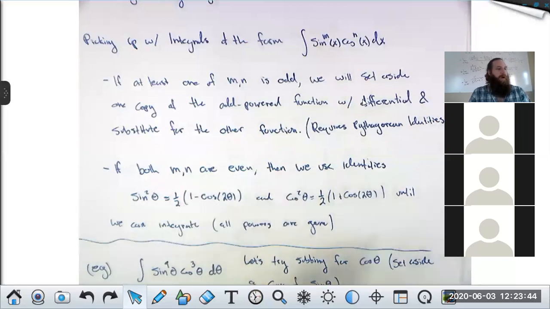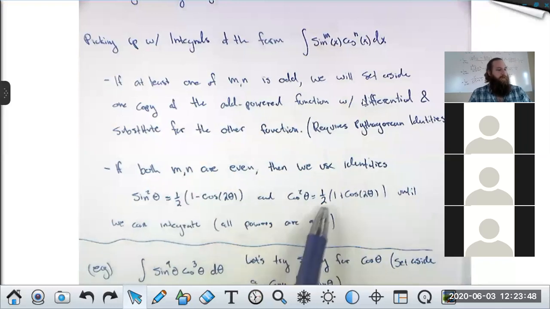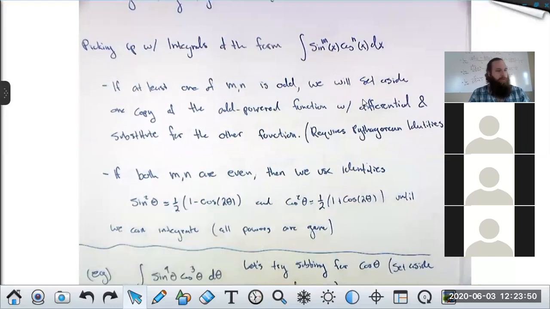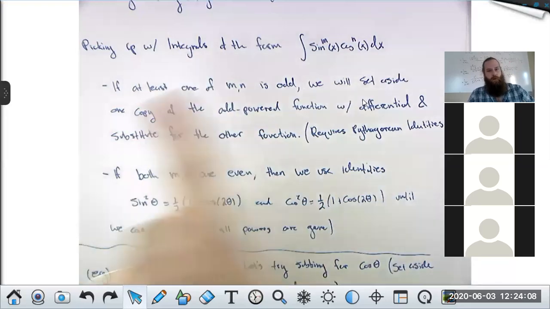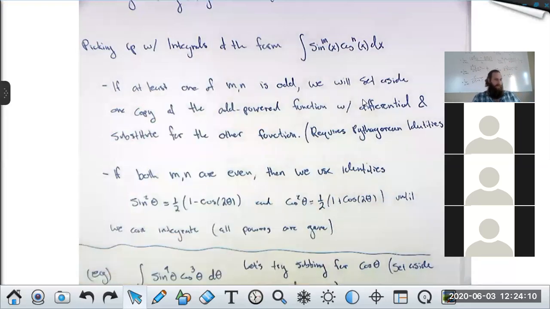If neither of them are odd, that means both of them are even. And in that case, we use these identities. You can call them half angles or double angles, I don't care. But you use these identities until all the powers are gone. Then you can integrate. And those integrals will always be micro u sub integrals, just sine 2 theta, cos 4 theta, that sort of stuff. Everybody got this in your notes? I'll give just a few more seconds. If you get stuck, this is what you should look back at.